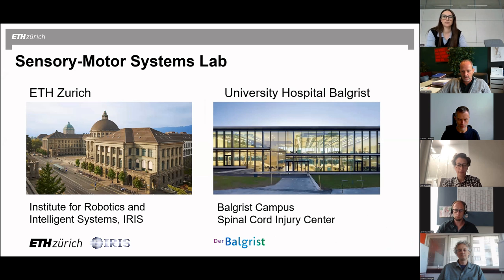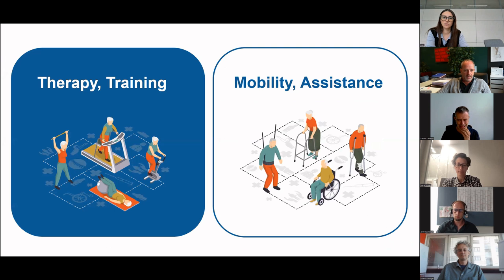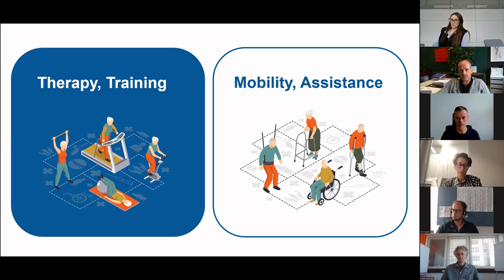And in this function, we develop in our lab different kinds of devices and evaluate them on patients and people with impairments. So we have developed different kinds of therapy devices for upper and lower extremity training, but also assistive devices such as prostheses, wheelchairs. One of the wheelchairs which took part at the Paralympics in Paris was co-developed by our lab. Also exoskeletons or orthotic devices.